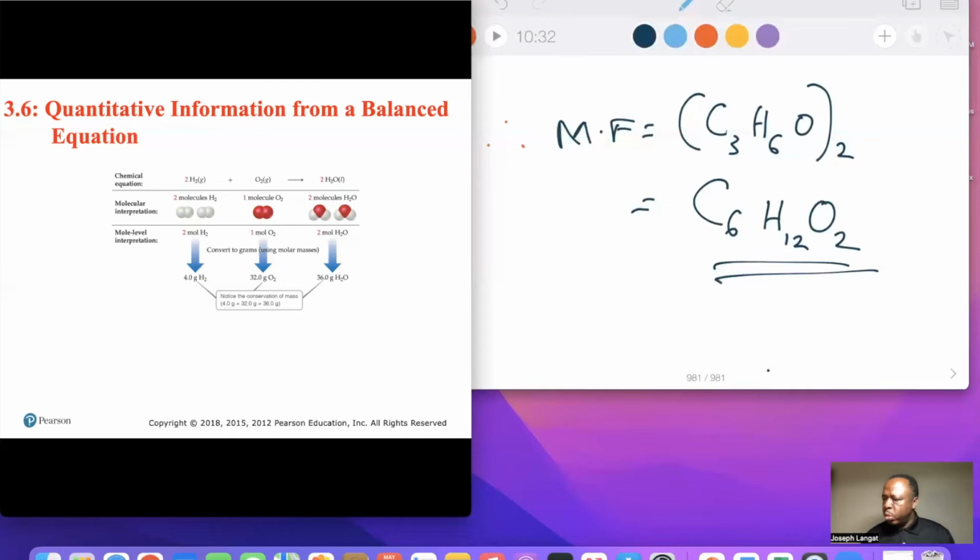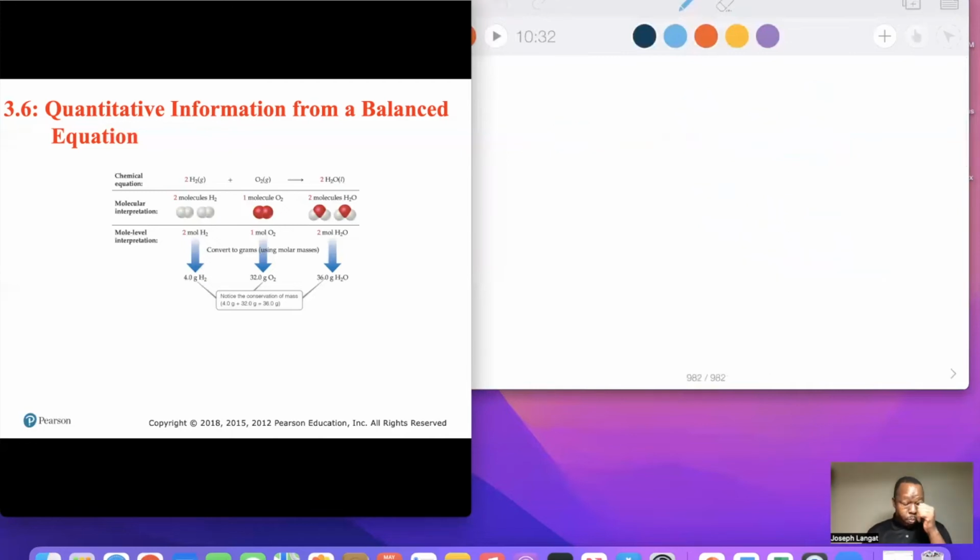Let's shift gears to quantitative analysis, section 3.6, quantitative information from the balanced equation. What this means is interpreting the balanced equation. Let's say you see here 2 moles of hydrogen gas reacting with 1 mole, even though you don't see it here, 1 mole of oxygen gas to produce 2 moles of H2O. This is the balanced equation.